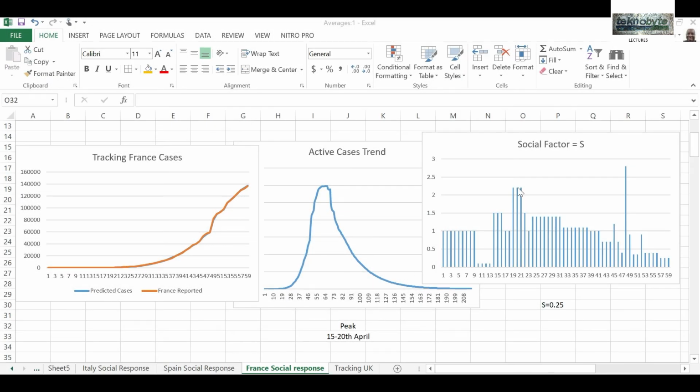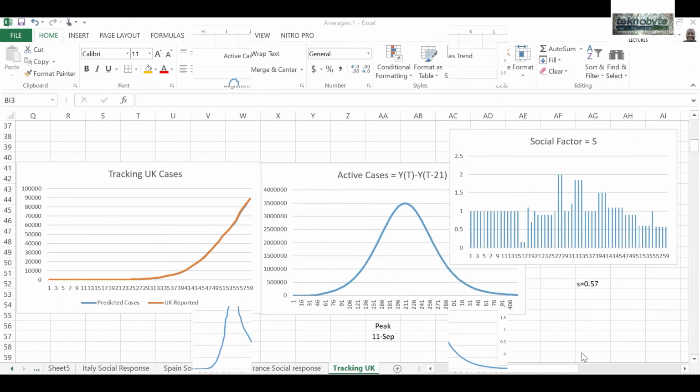You can see clearly the downward trend of the social factor if you just ignore the one-off spikes, and this tells you clearly that the measures taken were having effect.